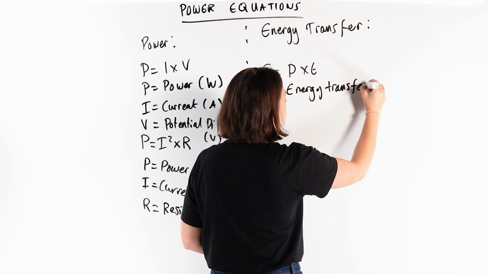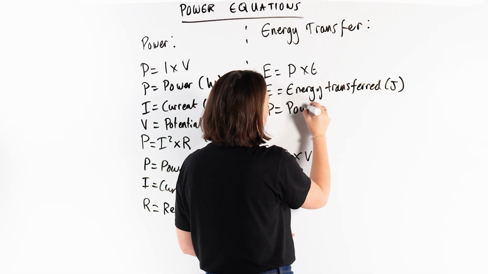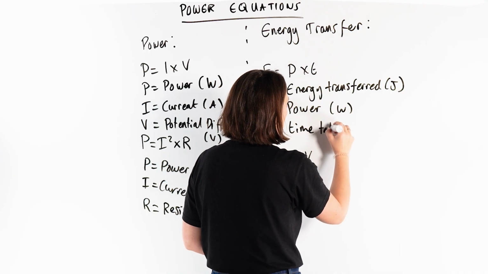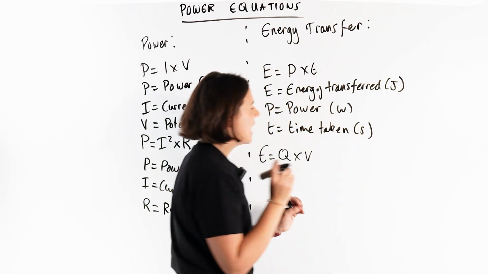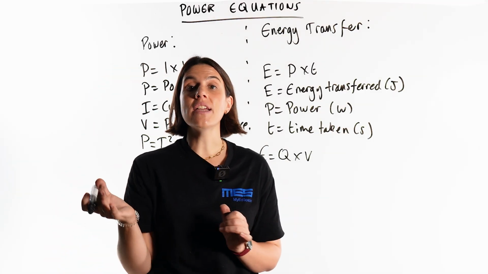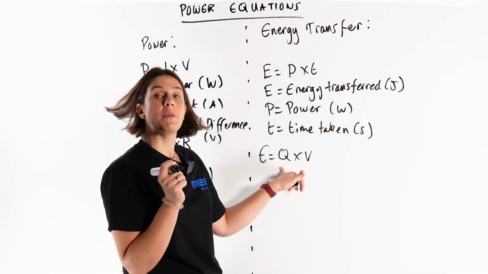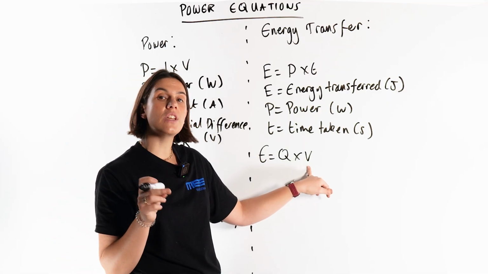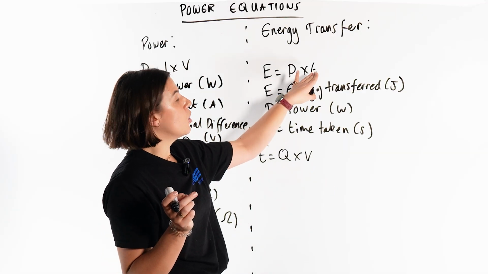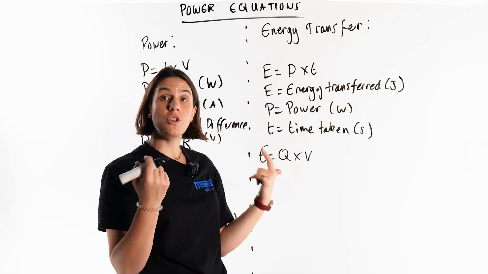and that's in joules. P again stands for power, which we measure in watts, and T is the time taken, which we measure in seconds. Now, if we've got an electronic device, we can measure the amount of energy transferred if we know how much charge has been transferred and we know the potential difference of the device. So if we're given energy, power, or time, we'd use this equation. If we're given energy, charge, or potential difference, we'd use this equation.